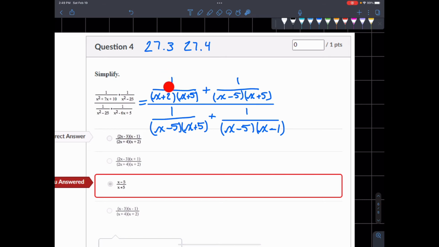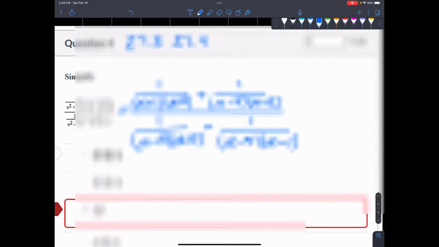So let's multiply and divide this side by x minus 5, so that's in the denominator. And let's multiply and divide this function by x plus 2, so that's in the denominator. So they share a denominator.